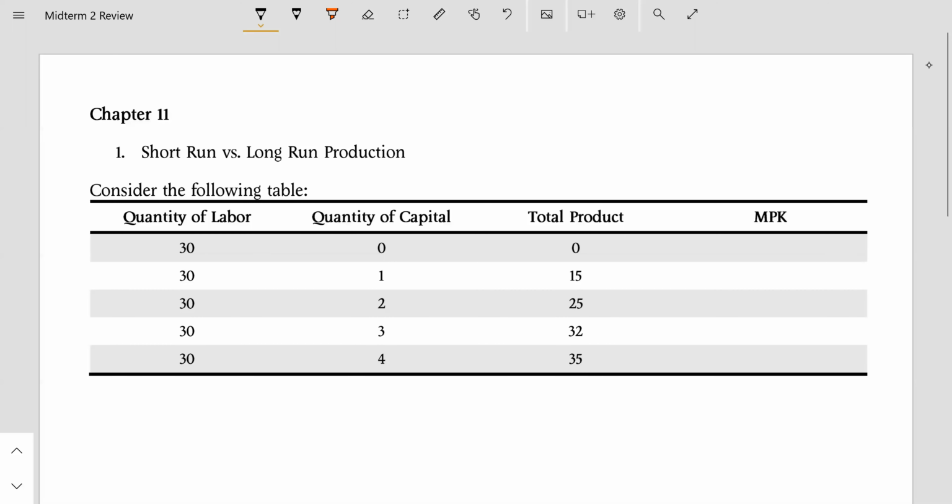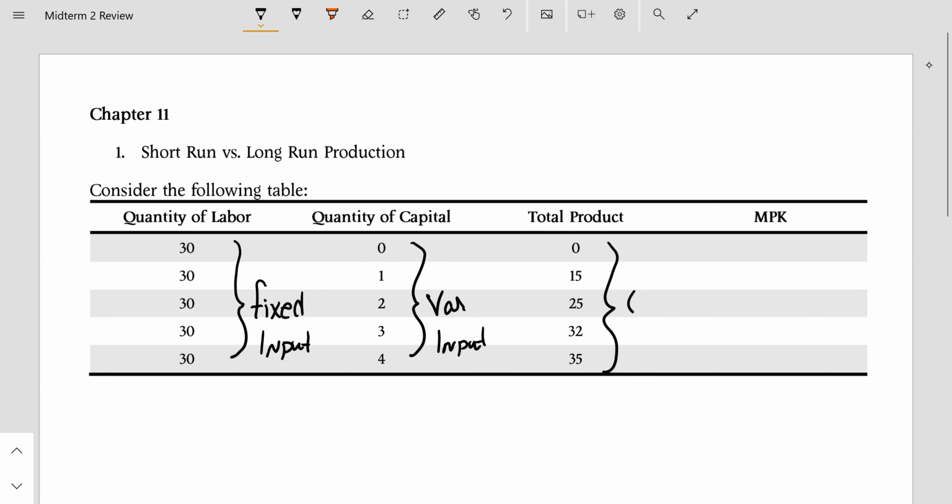So in chapter 11, we talked about a couple concepts, production and cost. And remember, the difference between the short run and long run production functions is that in the short run, one of your inputs is fixed. So look at the table below. You see that labor doesn't change? So this is our fixed input, making capital our variable input to produce some quantity Q.